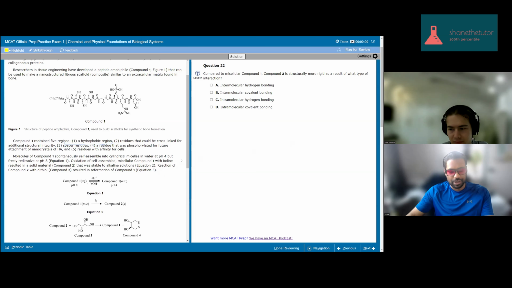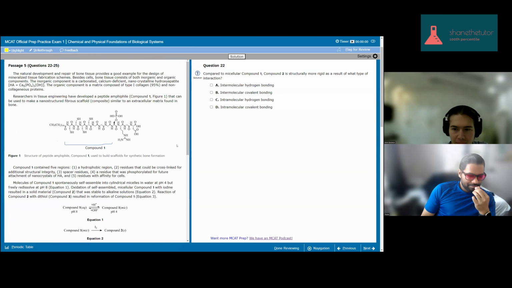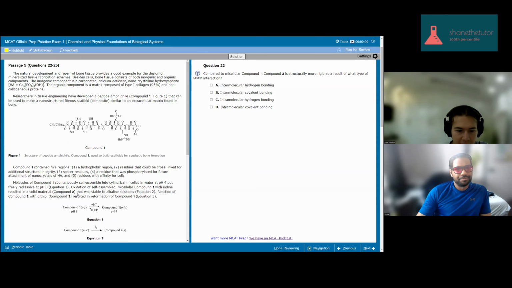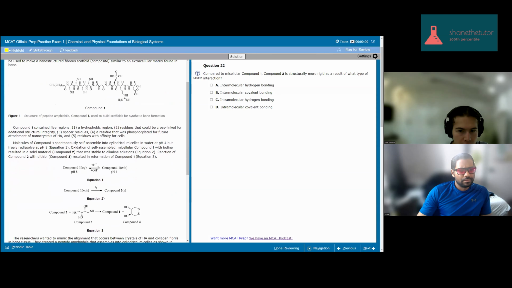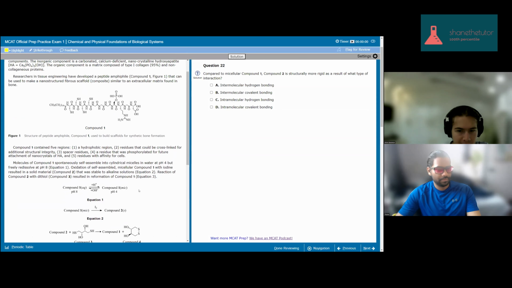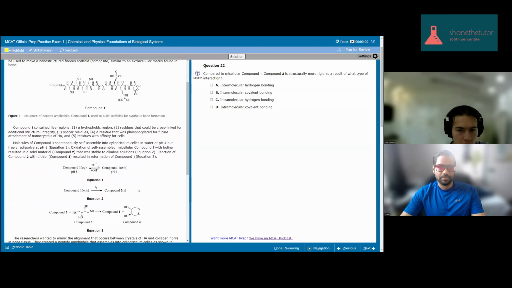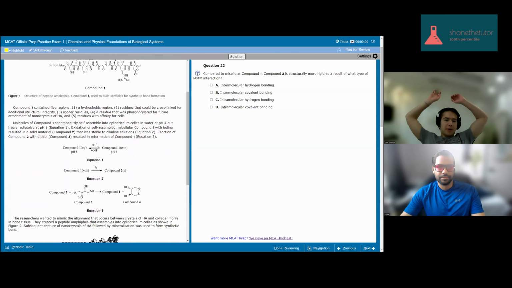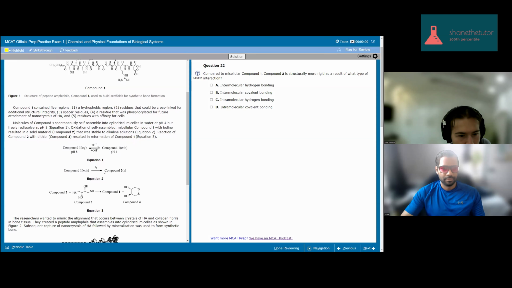Tell me about this question here. Compared to micellar compound 1, compound 2 is more rigid as a result of what type of interaction? Compound 1 to compound 2 says oxidation of compound 1. I would think it would be something to do with hydrogen bonding, something that's oxidized.